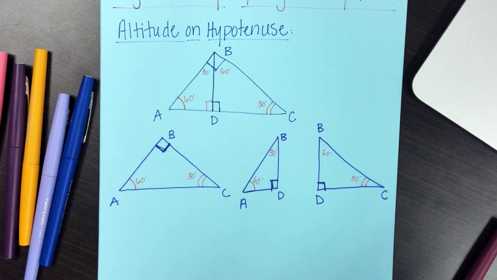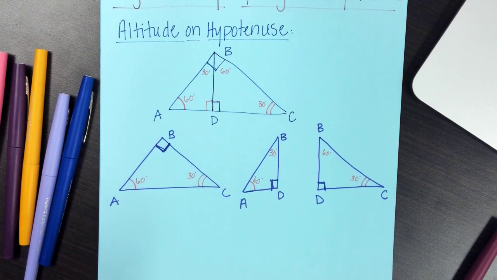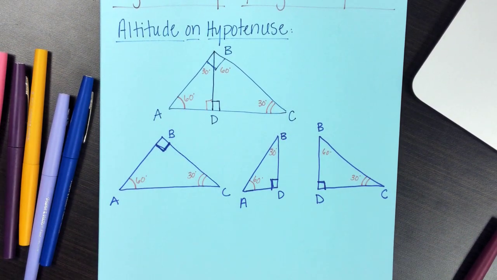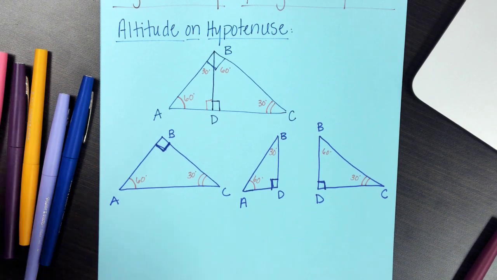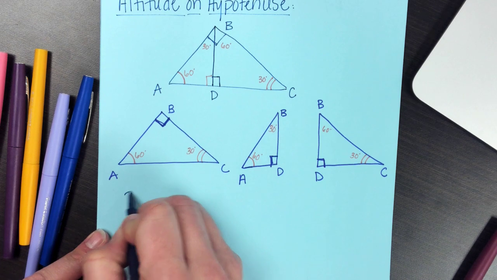All the angle measures are the same. Are they all the same size? Okay, so they're not all the same size, but all the angle measures are the same. So what did we just figure out about the relationship of all 3 triangles? They're similar. So what we just figured out is by angle-angle.